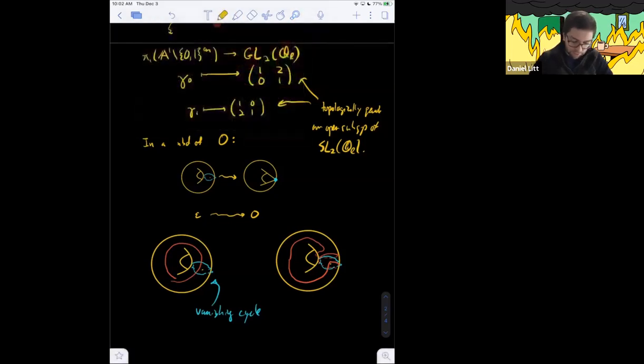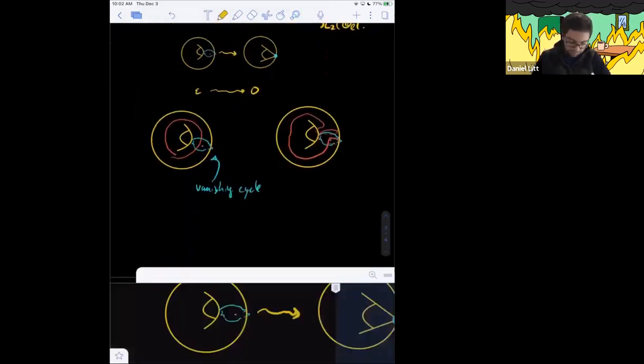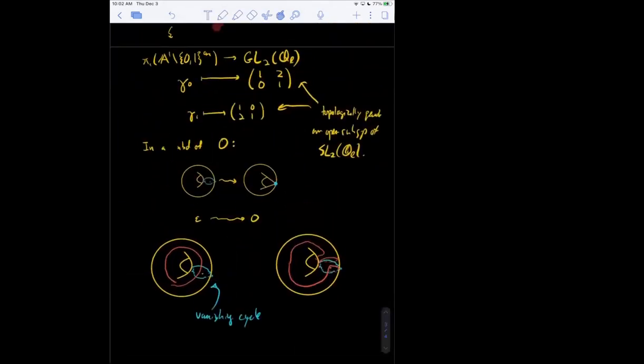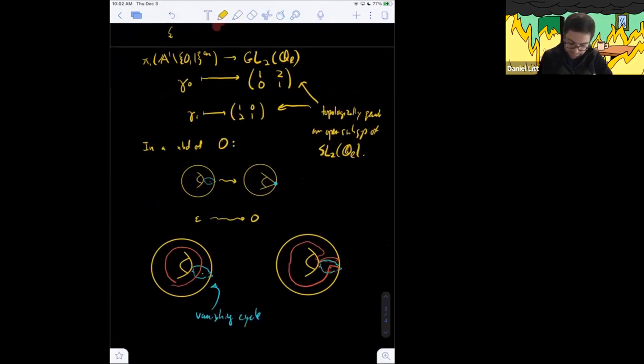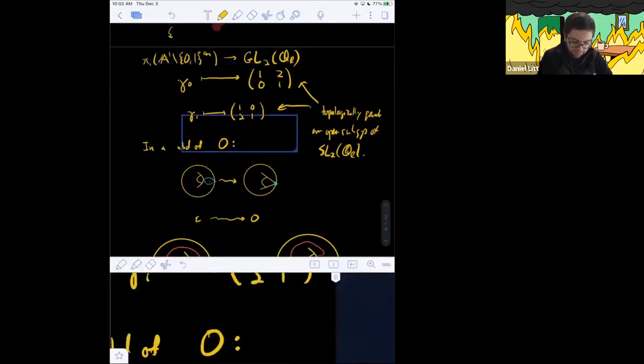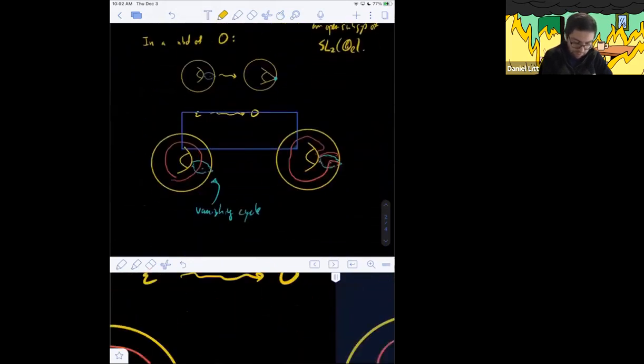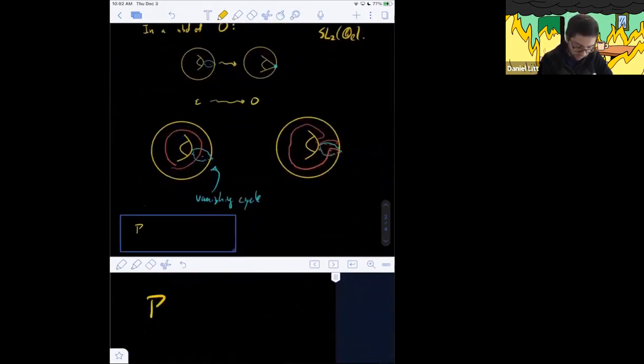All right, so if there are no questions, let me... Can you write down what the pairing is on this representation? Sure. So what it is, it's just the pairing. So the pairing is just this matrix.